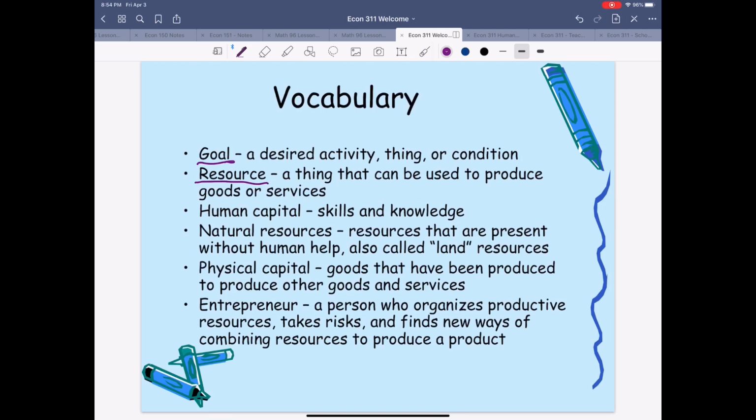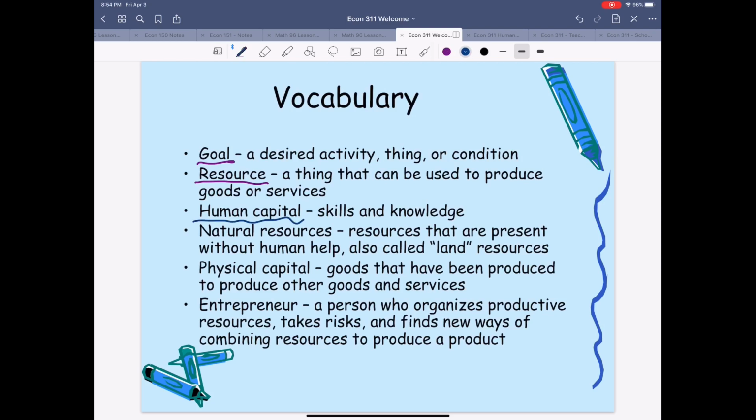Resource is something we'll define in today's lesson. And a resource is anything used to produce goods or services. We're going to categorize our resources into 4 different types. So you can see them here. The first one is human capital.